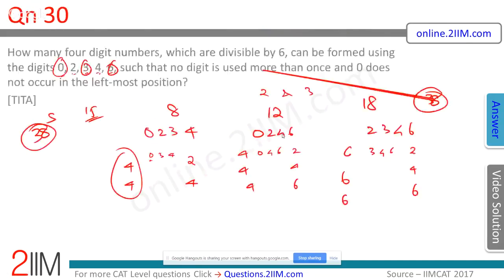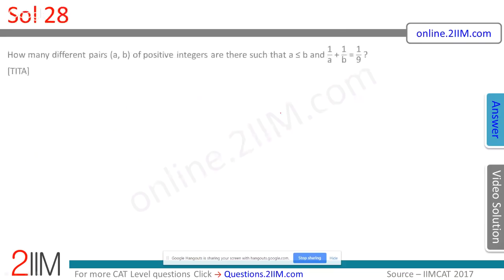One question, 28th one, if I'm not mistaken. I'm going to attack that. 1 by a plus 1 by b. I know how to do this. Let's say it cannot be 1 by 1. A and b, a less than or equal to b. So a and b are both greater than 9. And so 1 by 18 plus 1 by 18 is obviously 1 by 9. Half and half. A less than or equal to b.